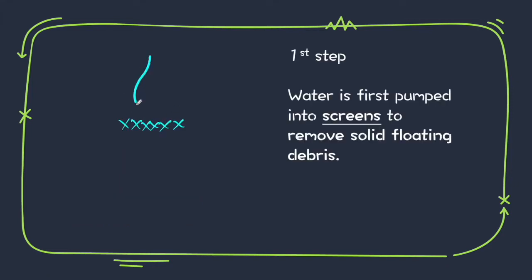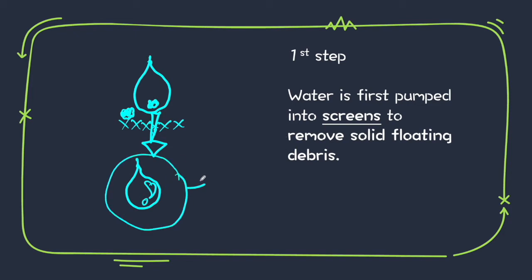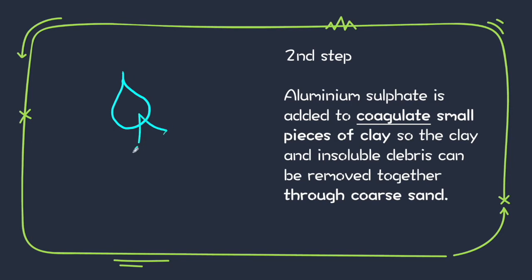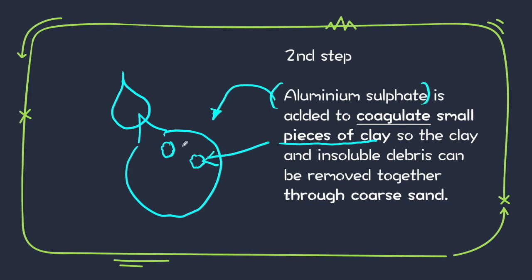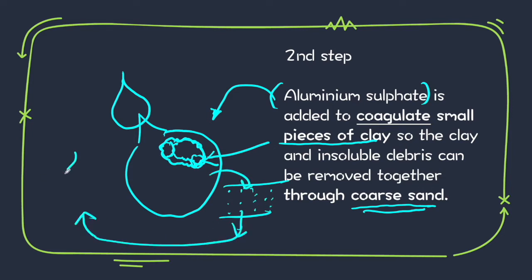So the first step involves a screen. We use this screen to remove big insoluble particles. However, this water is still not safe to drink and we have to move on to the next step. Okay, in the second step, the water still contains some small pieces of clay and we have to add aluminium sulfate to react with the clays and all the clay will come together. So now the clays and the insoluble debris will be removed through the coarse sand. Remember, coarse sand we use in the second step.